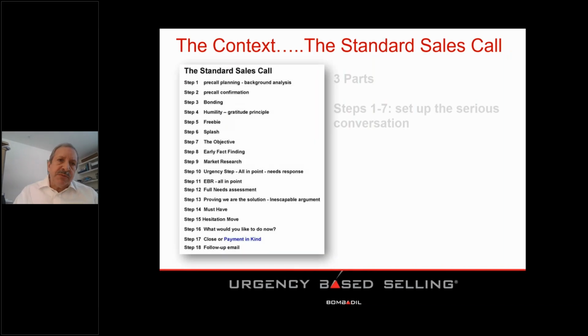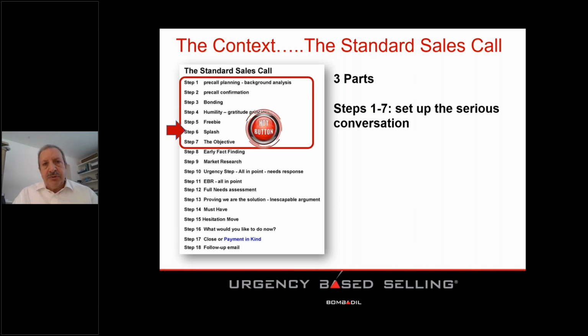Now, our context, broadly speaking, is the standard sales call. The standard sales call is how you interact with a prospect, learn their closing conditions, meet their needs, and close. Step 1 to 7 is how you set up the serious conversation. There are two kinds of conversations, safe and serious. In a safe conversation, you're never going to get a stick of business. The prospect's there probably for another reason, for instance, to get a price check.